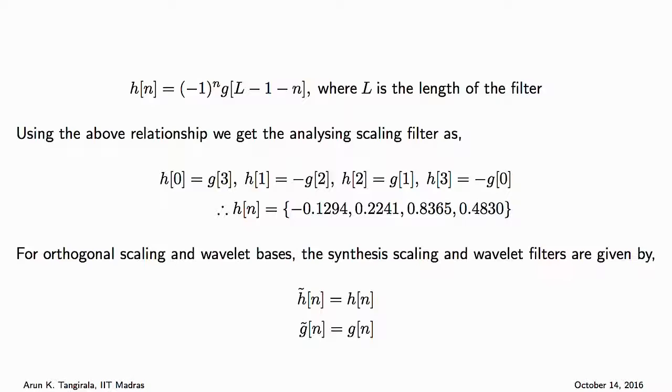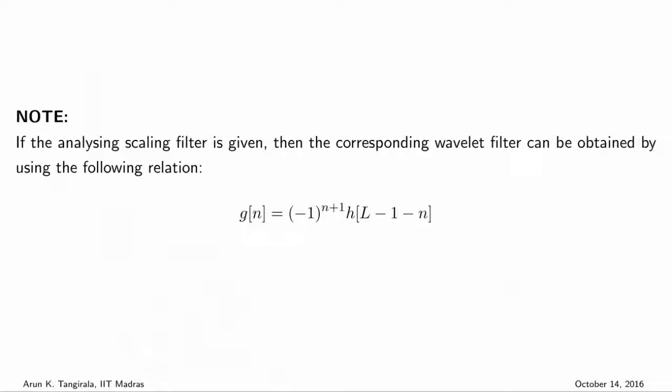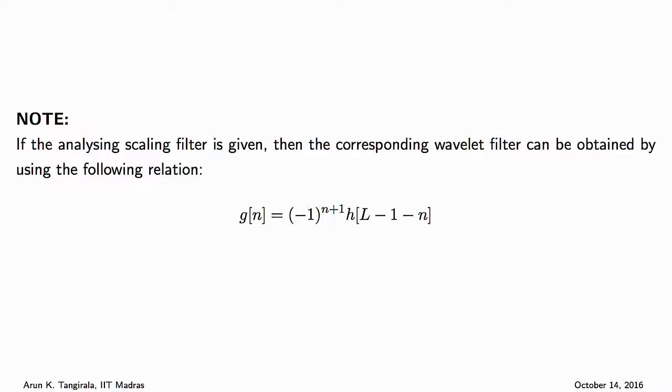Suppose you are given the other way around, that is you are given the analyzing scaling function filter and you are asked to find out the analyzing wavelet filter, then you could use this relation between G and H. Again here this is a generalization of what you have seen in the lecture notes. L once again refers to the length of the filter. In the question that we just discussed, L is 4. So, please note this very important change. We will also post this on the forum.